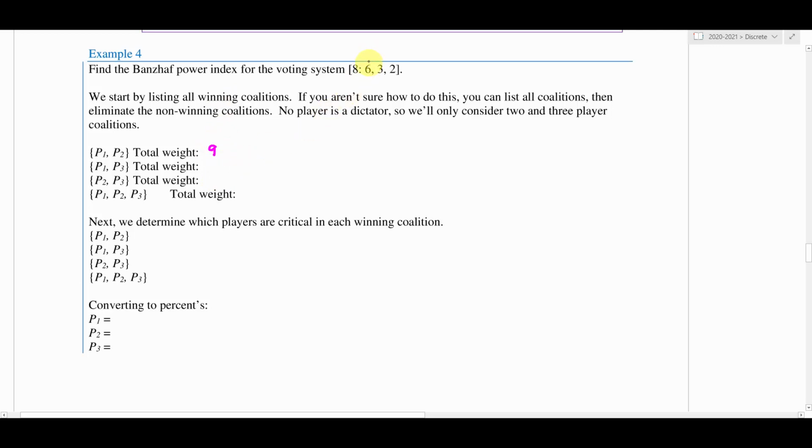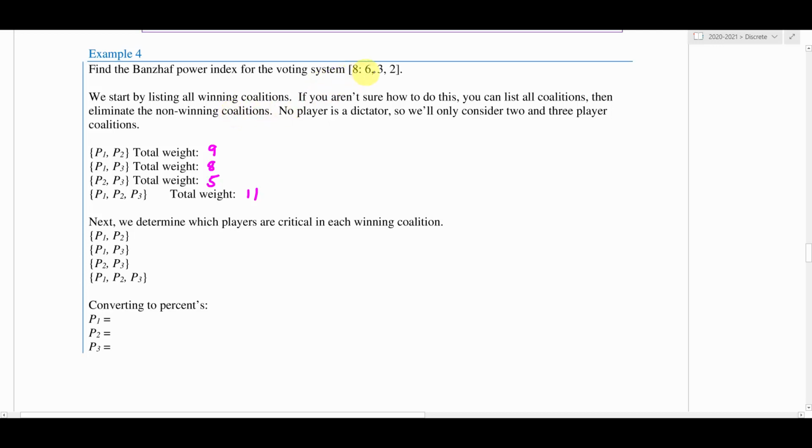All right. Player 1 and player 3 would add up to 8, right? Because they have 6 and 2. And then player 2 and player 3 would be the 3 and the 2, and that would give you a total weight of 5. And those are all of my 2-person coalitions. And then I go to my 3-person coalitions, and my 3-person coalition is all 3 of these, which has a total of 11.